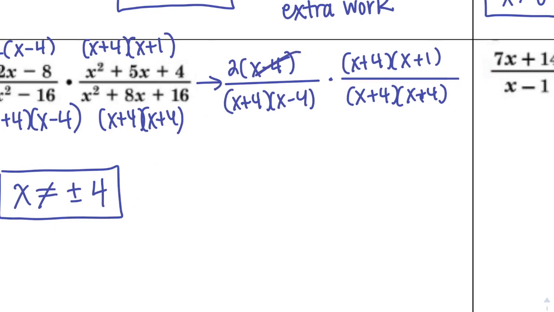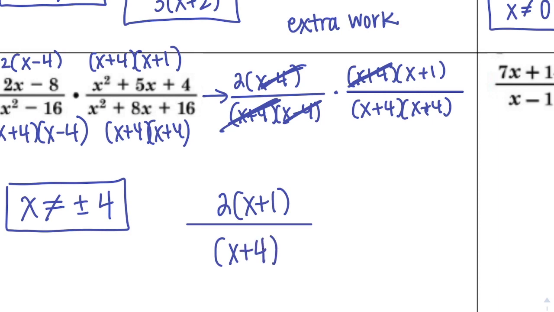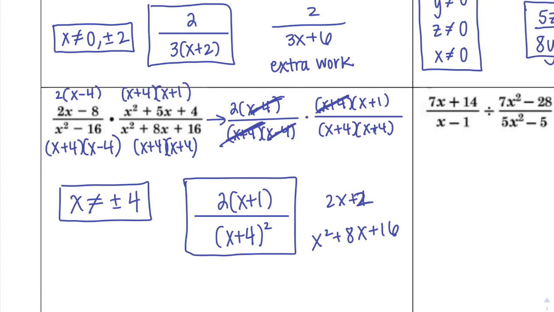So an x minus 4 cancels with an x minus 4. And an x plus 4 cancels with an x plus 4. So in my numerator, I'm left with 2 times x plus 1, all over x plus 4 times x plus 4, which is just x plus 4 squared. Now remember, I can redistribute. I can just multiply that all out, and I'm going to get this. But that's extra work that I don't need to do. I can just leave my answer just like that. So remember, factor, restrictions, cancel.